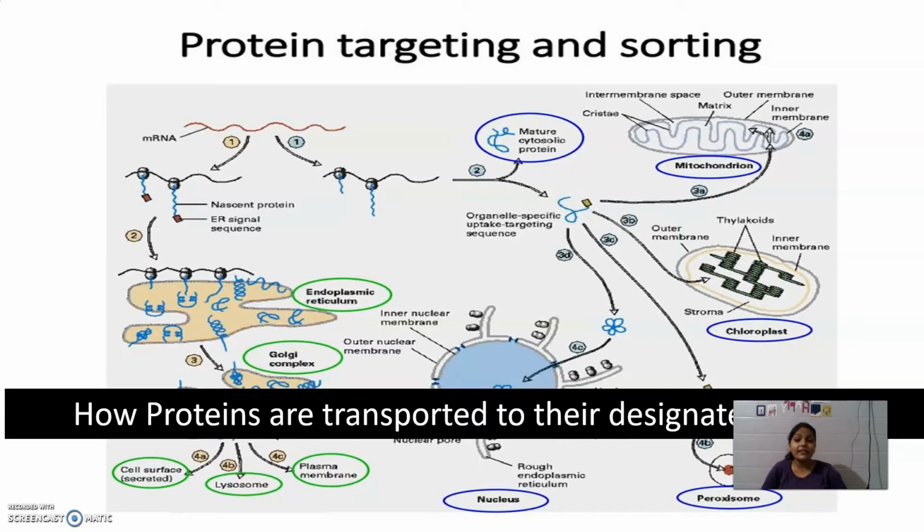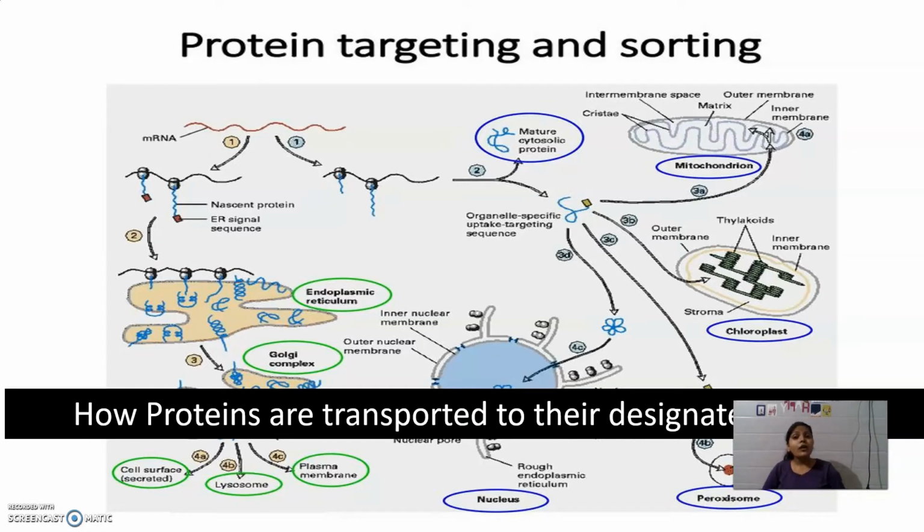In this video, we will be studying how the proteins are transported to their designated places. Whenever we talk about the proteins, first of all, protein synthesis involves two processes, transcription and translation. In transcription, the mRNA is formed inside the nucleus, and in translation, this mRNA results in the formation of the protein via translation by attaching themselves to the ribosomes where the process of translation occurs.